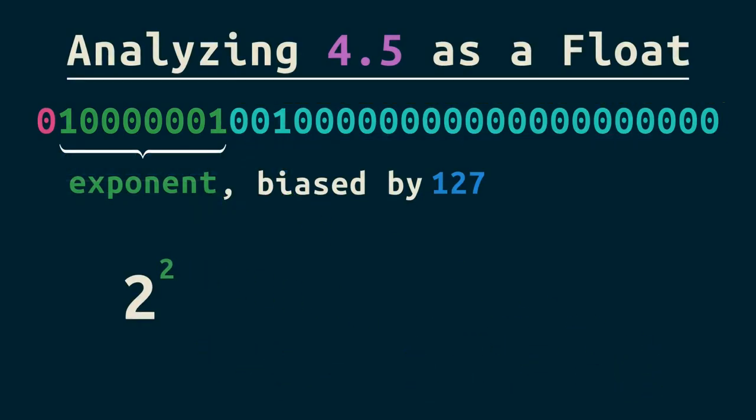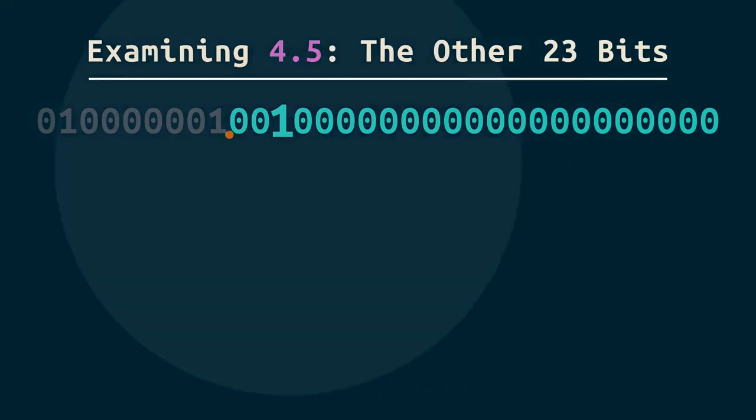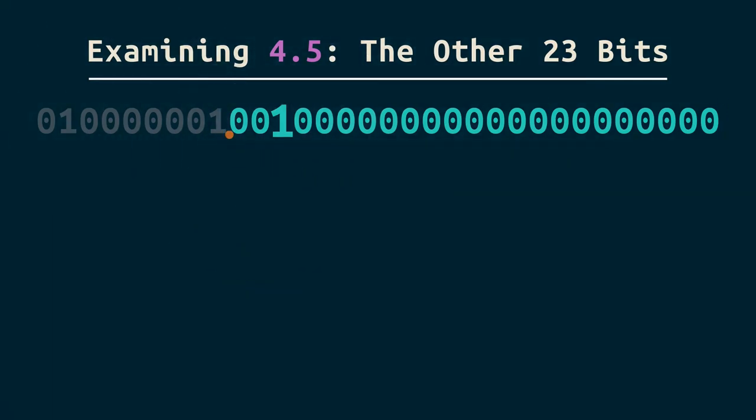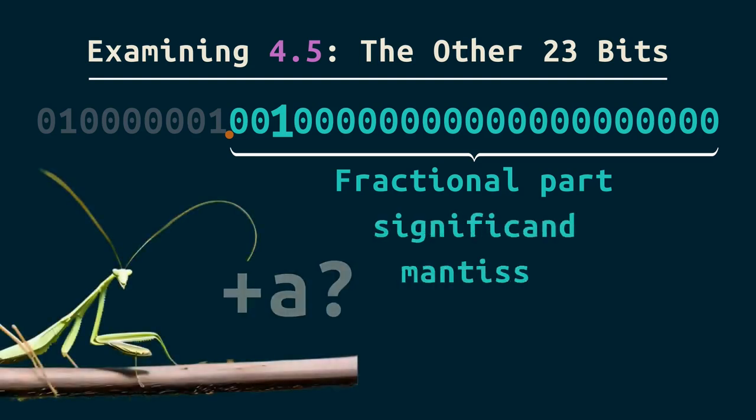Let's look at these 23 bits. So most of these bits are 0. What's this guy? Remember that we have a point right here. Everything after this is some part of a whole number. That is, it's a fraction smaller than 1, so we call it a fractional part. You'll see other terms for this part if you check other sources. They'll call this part the significand or mantissa. Yeah, the guys who invented this stuff liked weird words.